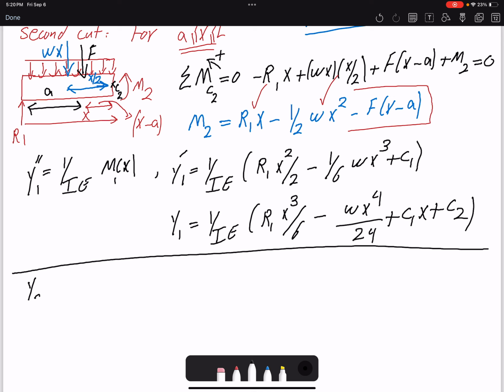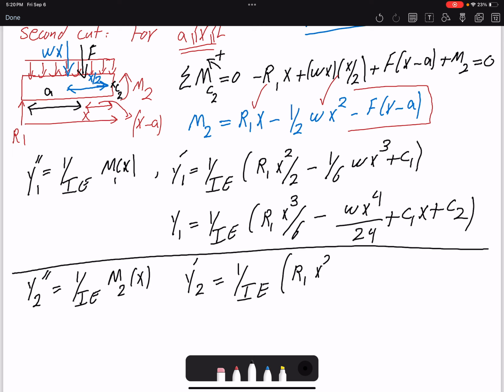Also, I have y double prime 2 that is related to my second moment. So if I want to find the slope, I and E are the same because the shaft is made of the same material and the diameter is not changing. The first components are the same. Just the last component would be different.